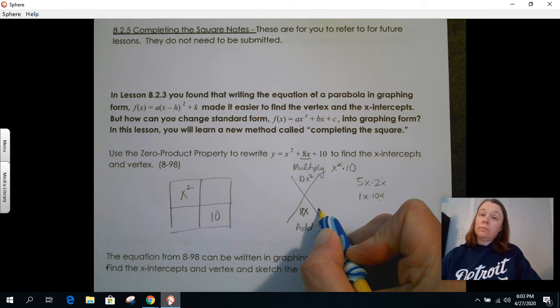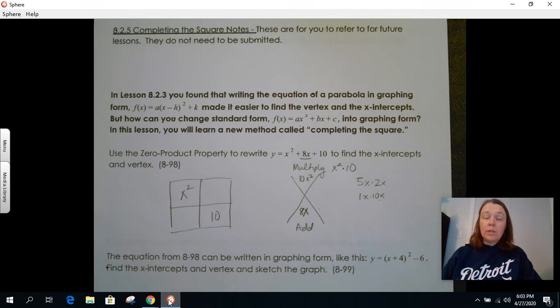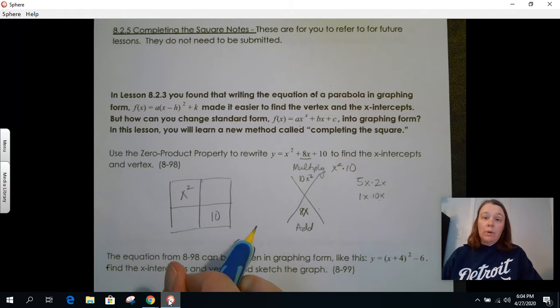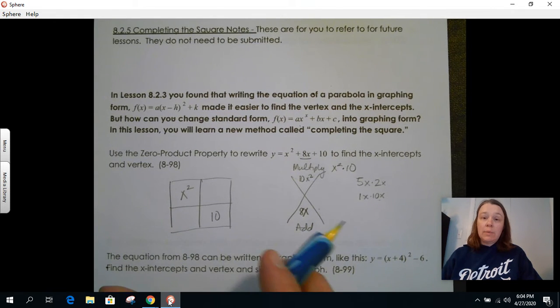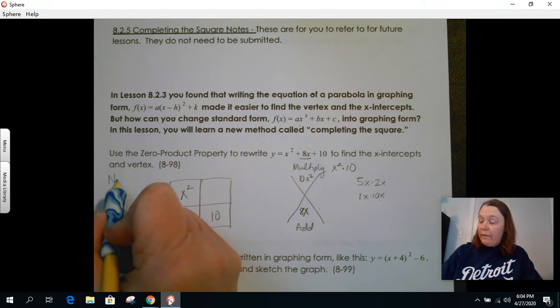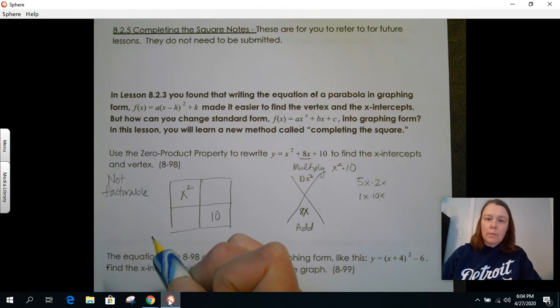So what does that mean? You talked about this last time, that sometimes it just means your x-intercept isn't on a nice integer or rational number. It's on some kind of crazy decimal. So that must be what's happening here. This is not factorable, so the x-intercepts just must not be very friendly numbers.